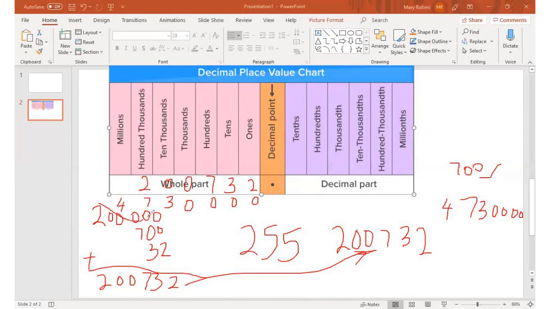So how do we then say it? We look at the top. So we've got 4,730,000. Is that right? Yes, that's right. You have 4,730,000. That's how to say this in words.